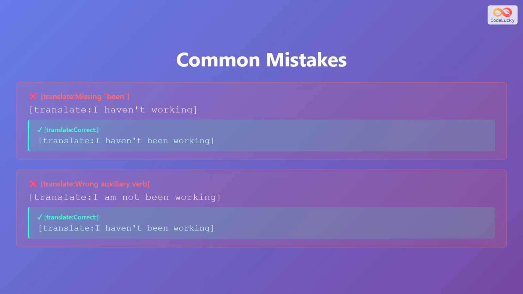Many learners make mistakes with this tense. The first common mistake is missing the word been. Students sometimes say I haven't working, but this is wrong. You must include been. The correct form is I haven't been working. The second common mistake is using the wrong auxiliary verb. Some students say I am not been working, but this is incorrect. You cannot use them with been. The correct form is I haven't been working. Remember, always include been and always use have or has, never am, is, or are. Avoiding these mistakes will help you speak and write correctly.